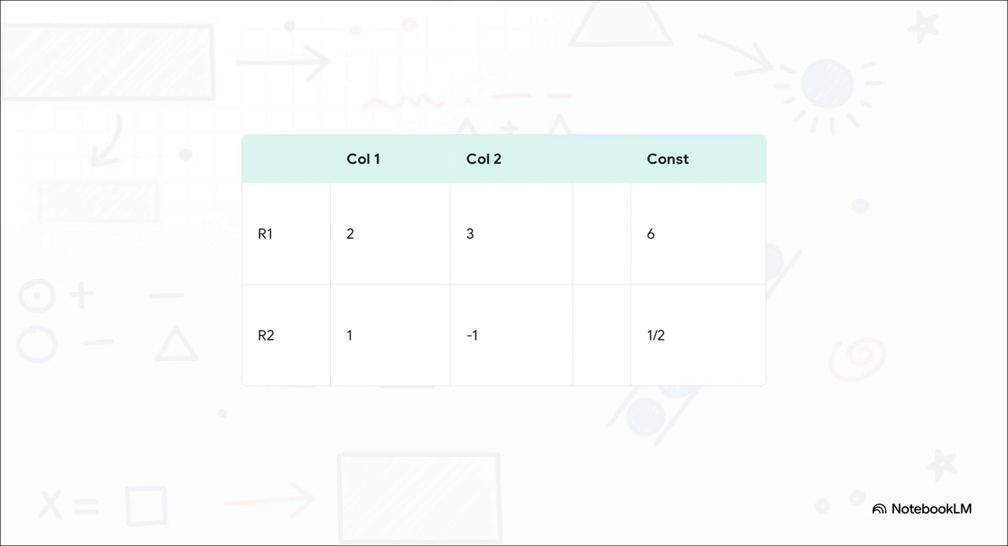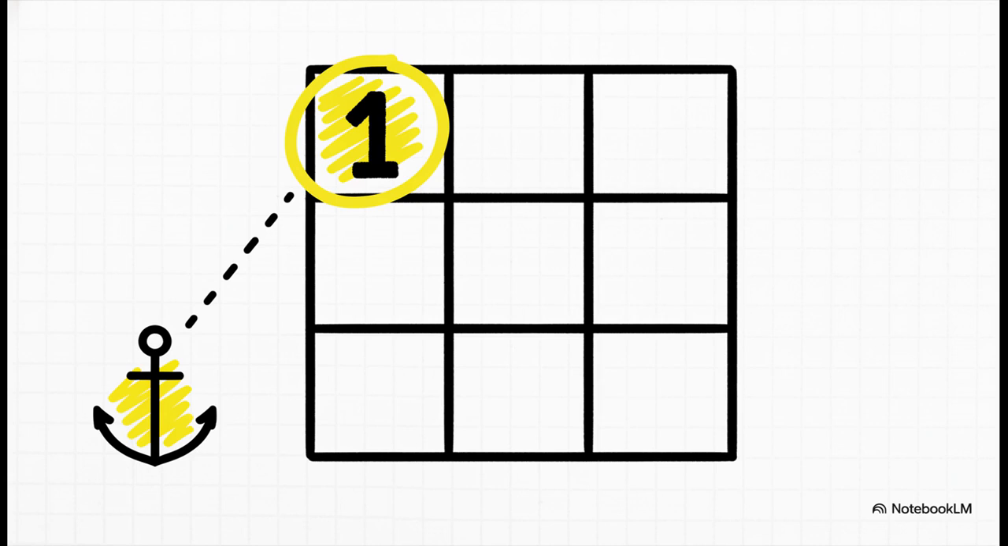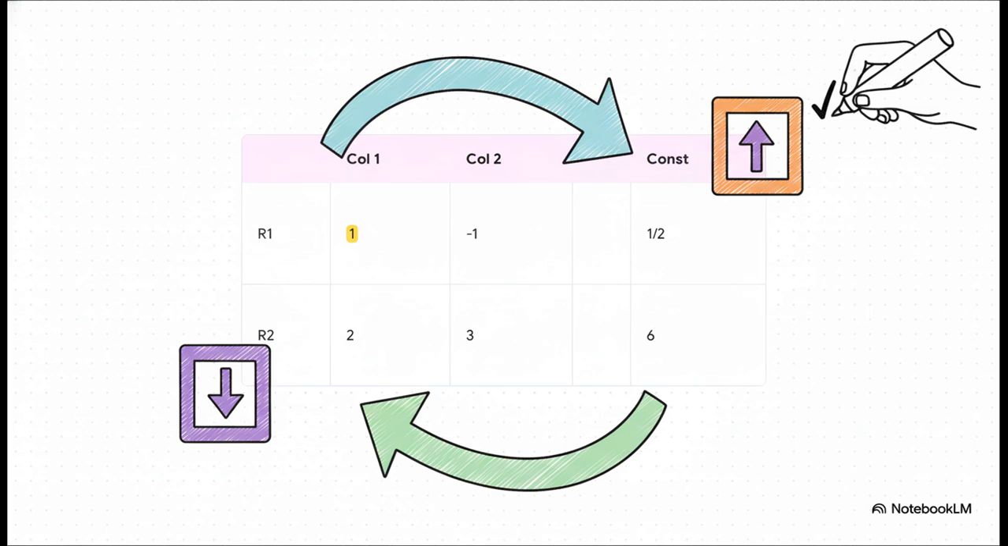We've already put it into its augmented matrix. You can see the coefficients for x and y, and then the constant sitting on the other side of that line. All right, first mission. Remember our target form? The very first thing we need is a 1 in that top left spot. Row 1, column 1. That's going to be our anchor for everything else. So how do we get a 1 there?